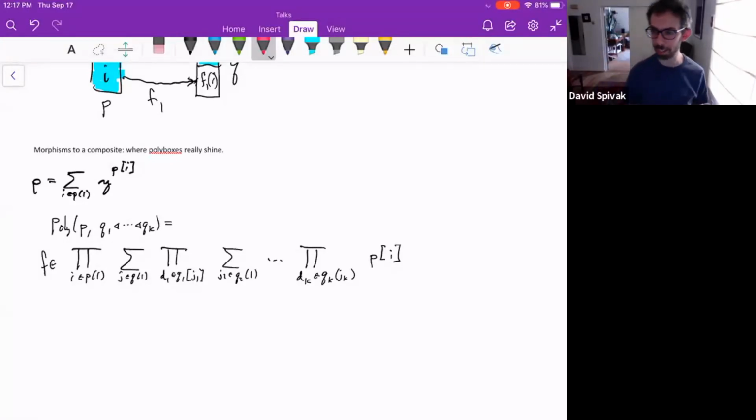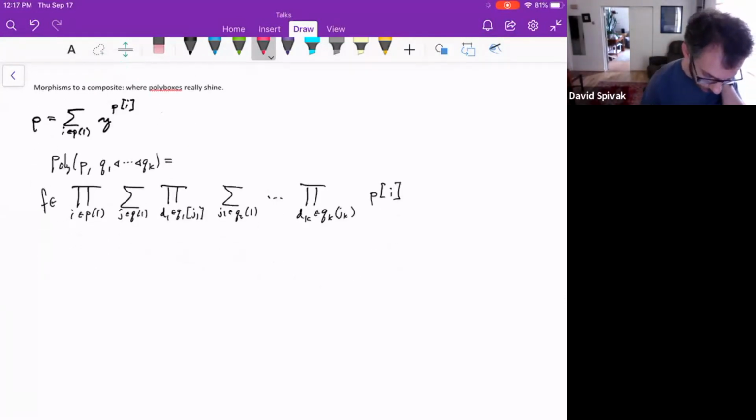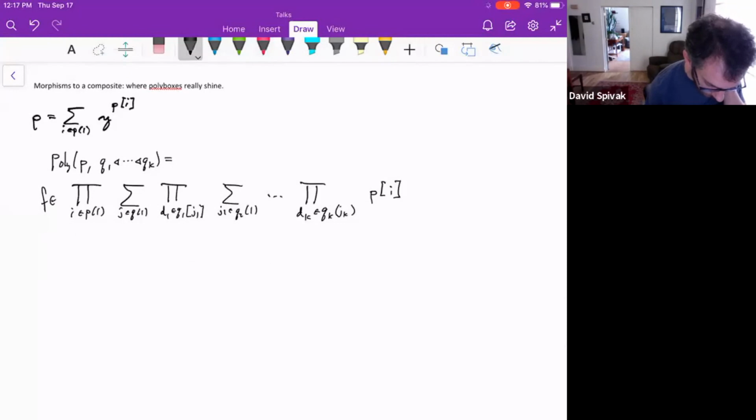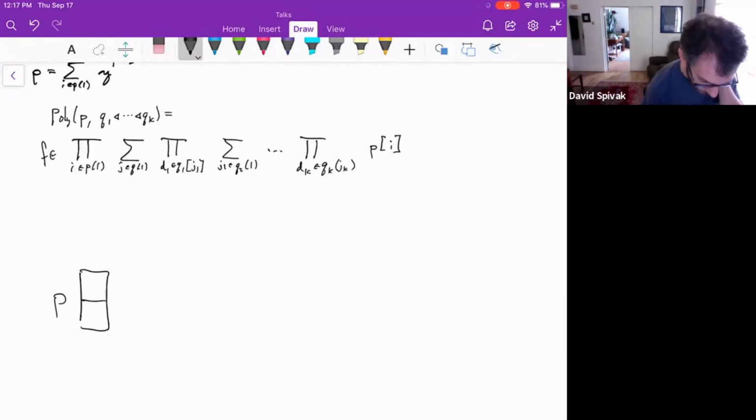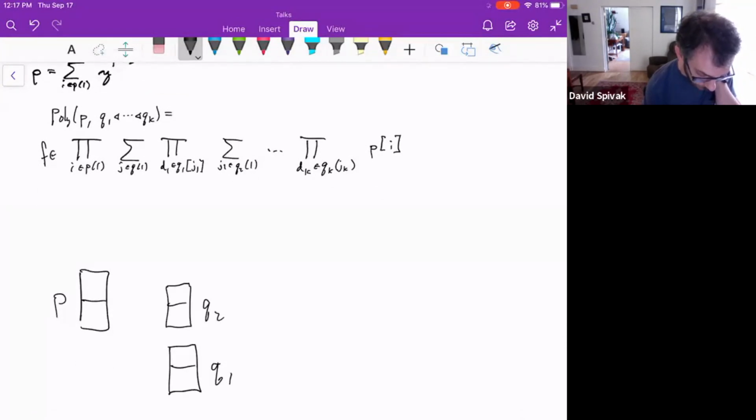So it's like a lot of stuff going on there, right? It's kind of hard to remember all that. But the polybox thing makes this very easy. So here's P, and here's how Q looks. Q1, and then stack on top of that Q2, and then go all the way up until you get to QK.